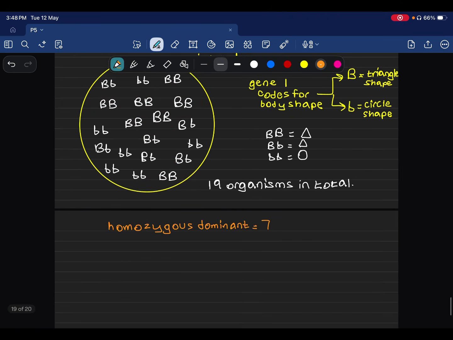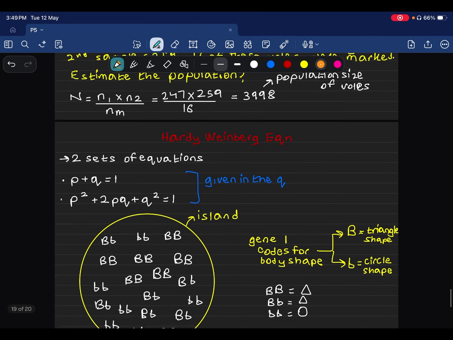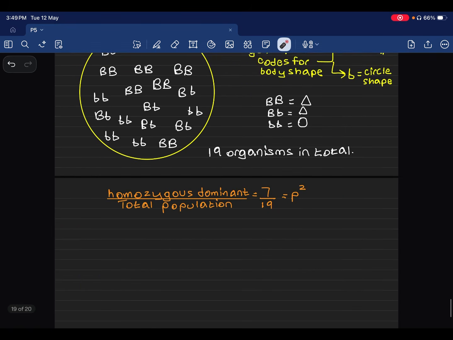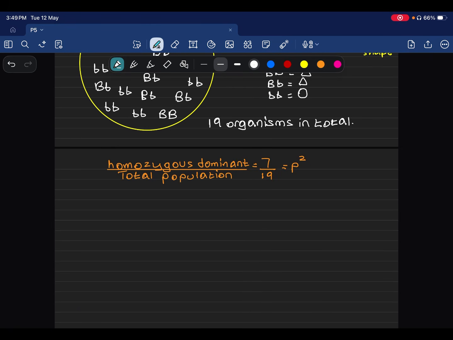Seven are homozygous dominant. Now this is important. If you divide the number of organisms that are homozygous dominant by the total population, that was 19 in our case, so 7 divided by 19, this right here is equal to the p squared value. So what does this p squared mean? It just means how many organisms are homozygous dominant divided by the total population. So in other words, it's basically the ratio of organisms that are homozygous dominant to the total number.